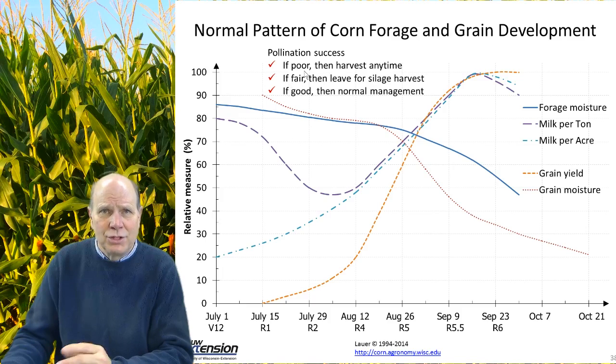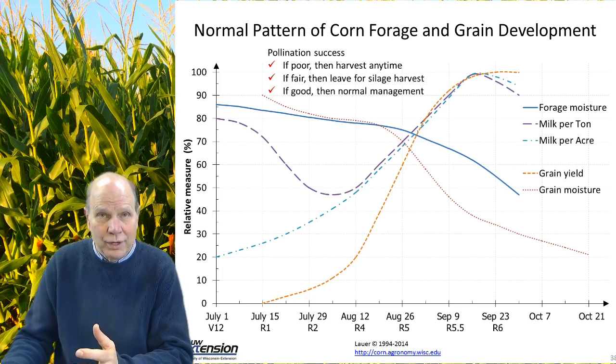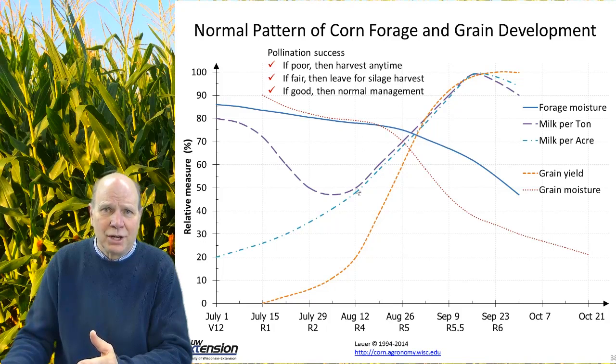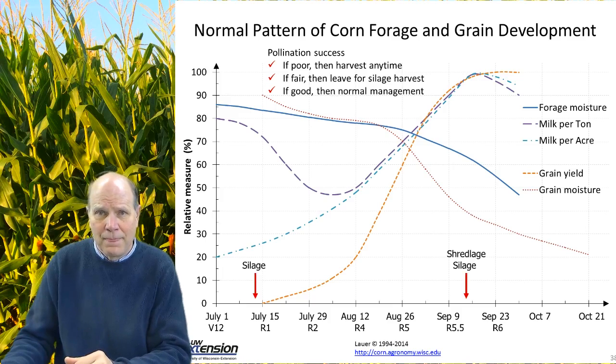So as you look at this curve, it all comes back to this R1 stage. If you have good success for pollination, then you can really harvest anytime, or if it's poor, you can really harvest anytime because you don't have any grain development. If it's fair, then you would leave that for silage harvest, and you'd probably be harvesting it back out in here. If it's good pollination, then you have normal management, whether you take it for silage or grain or whatever you're going to take it for.